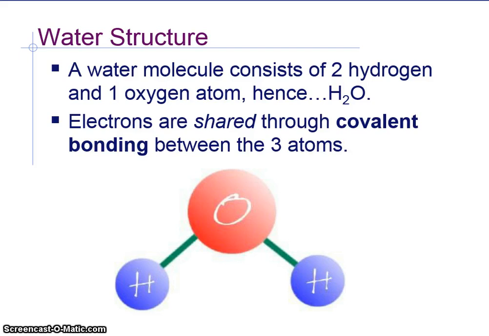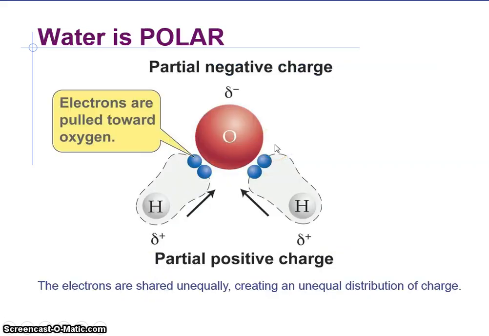So a water molecule is H2O, right? That's two hydrogens, one oxygen, and they're held together by a covalent bond. So the oxygen is covalently bonded to both hydrogens, which means that they're sharing electrons. Water's polar because while it's sharing electrons, the electrons aren't going to be shared equally.